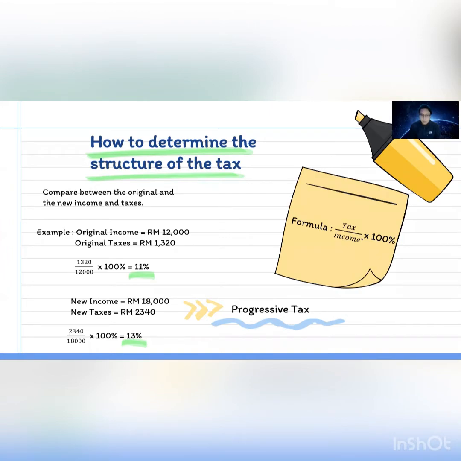To calculate the new income and new taxes, we must use the same formula. So 2,340 divided by 18,000 multiplied by 100% will be 13%. If we compare 11% and 13%, there is an increase. So it is called progressive tax.